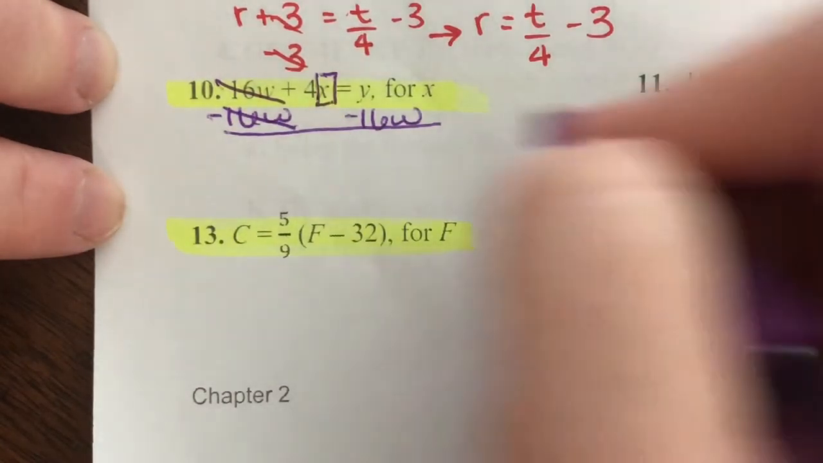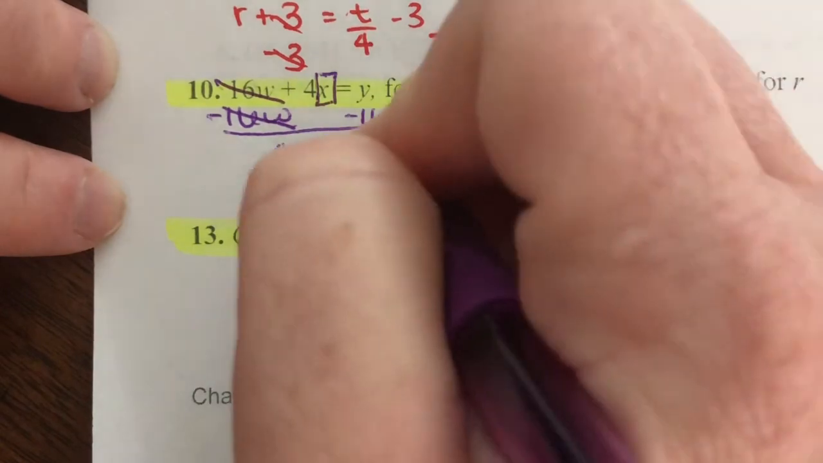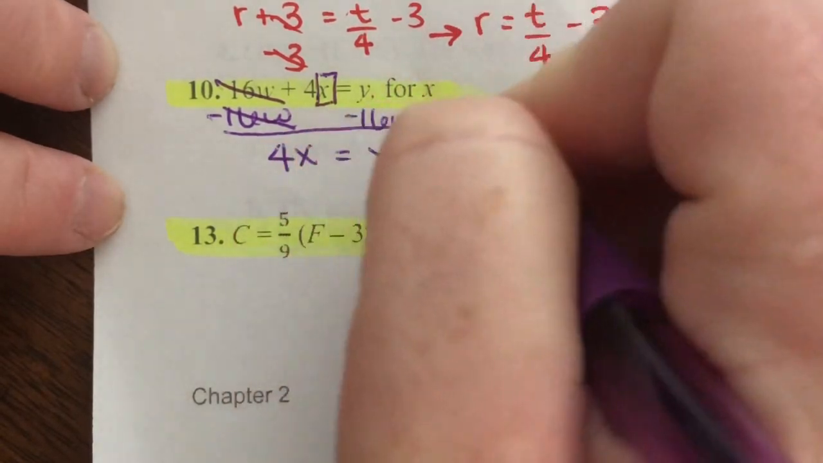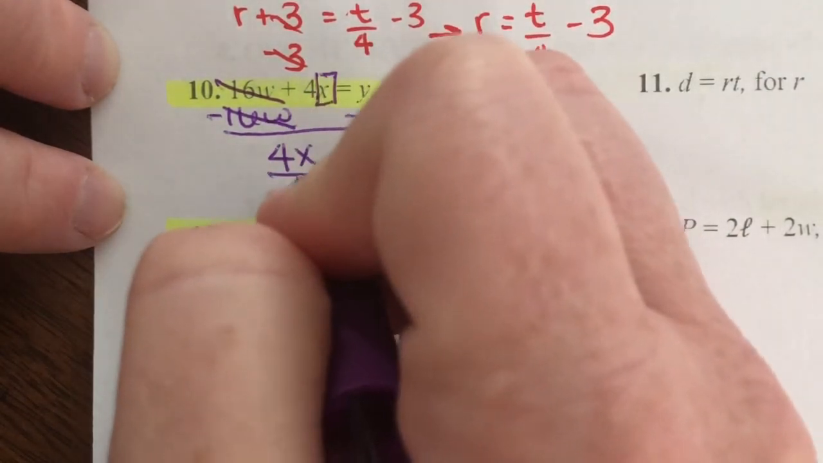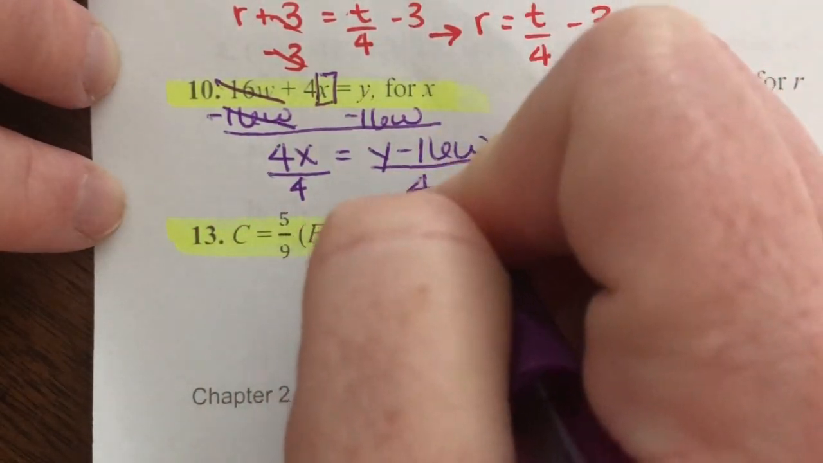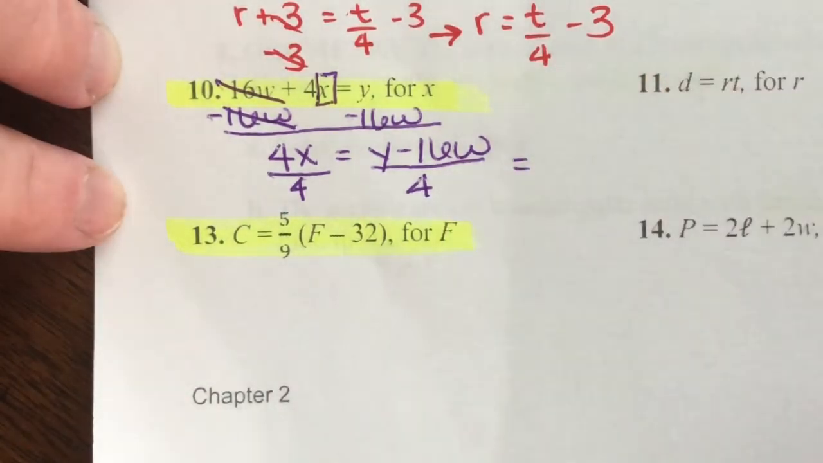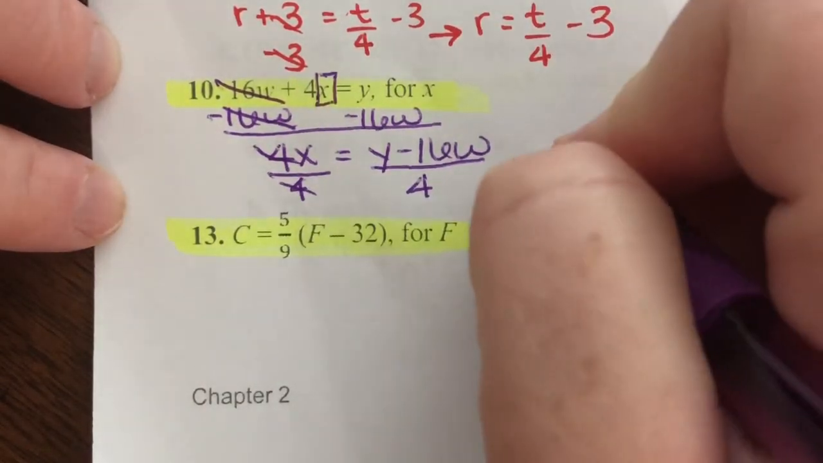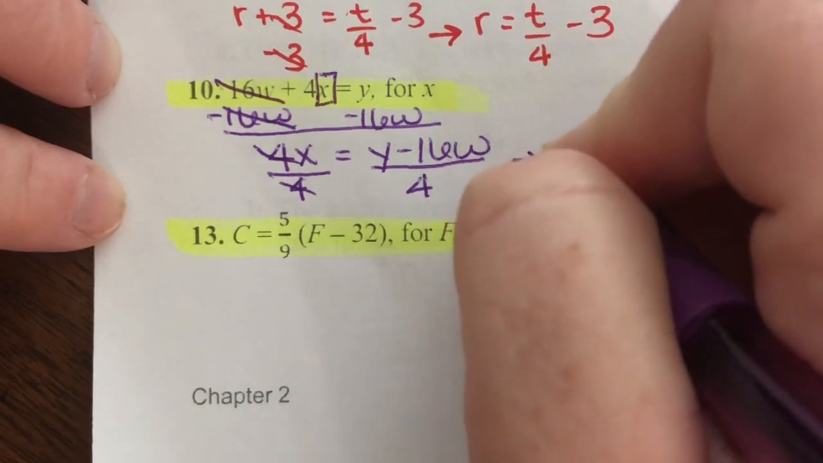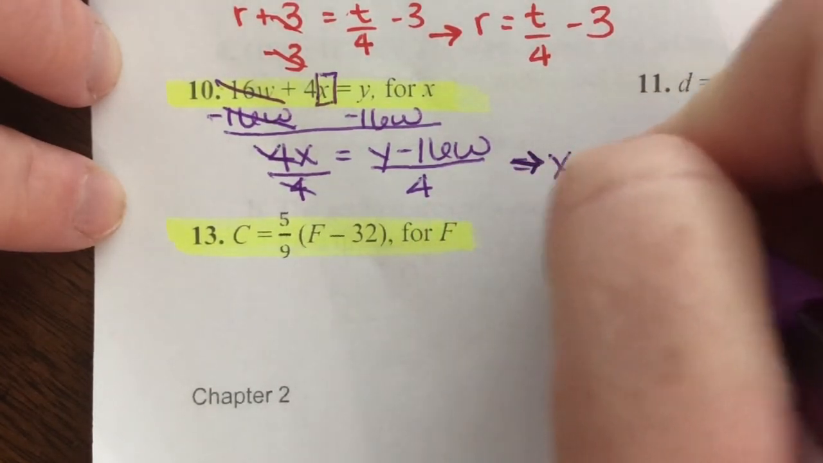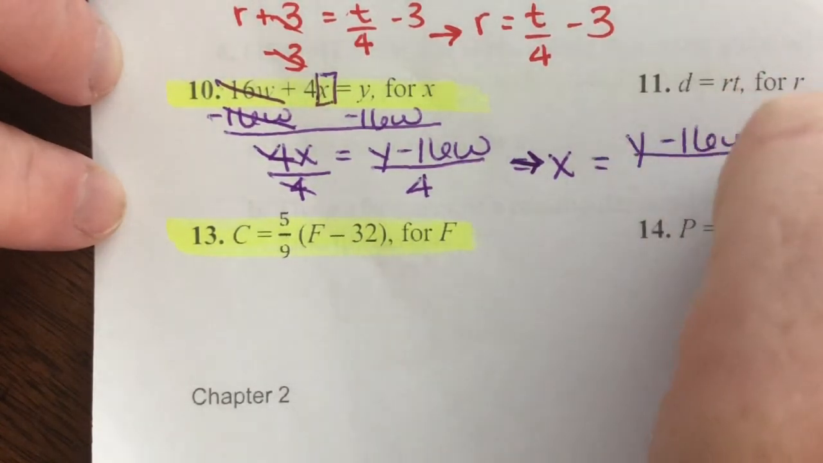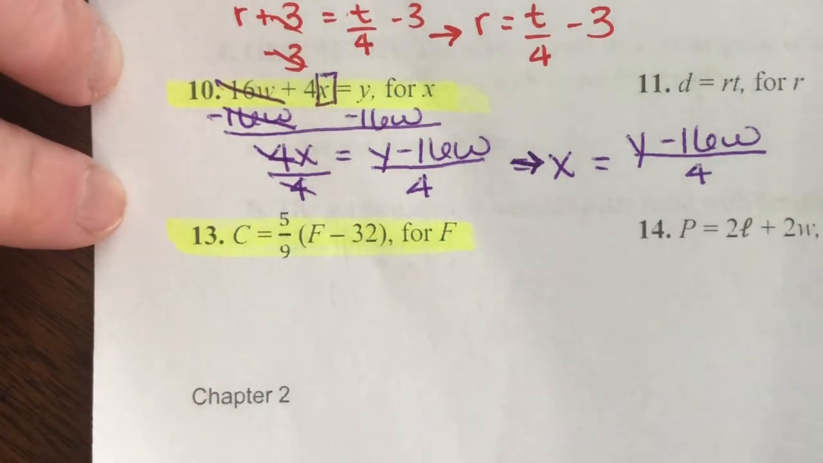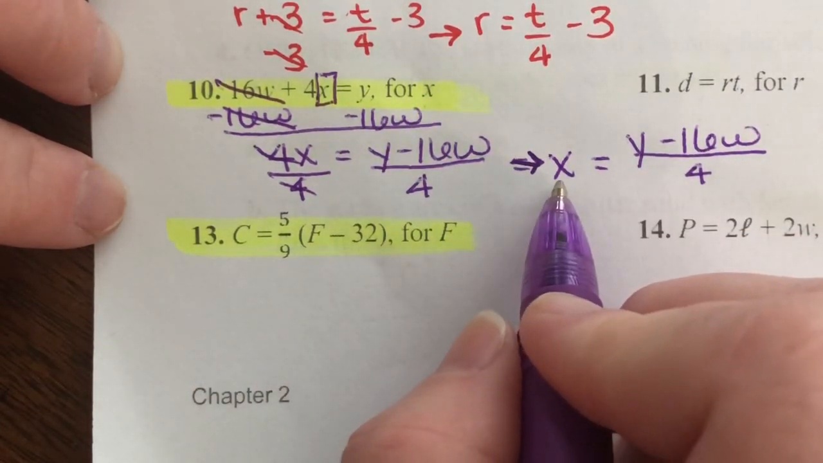These cancel, so I'm left on the left with 4x equals, on the right I have y minus 16w. And then lastly, to get x alone, I got to divide this side by 4, and I got to divide this side by 4. So when I do that, the 4's cancel, and I'm left with x, oh, I should do an arrow like I did at the top, x equals y minus 16w all over 4. And I had to solve for x, and I did. X is all by itself, so we're good.